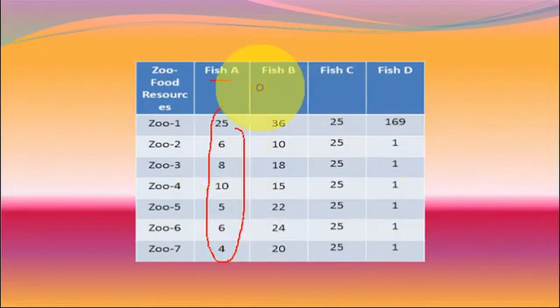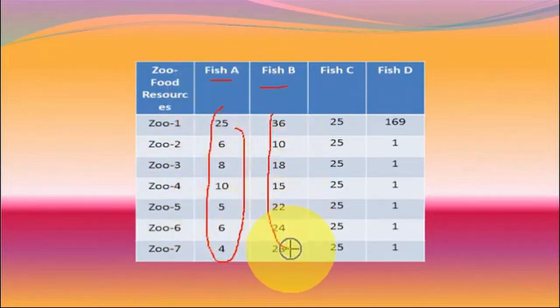Similarly, in the case of fish B, you can see there are also variations, but here the number of food items is more than in fish A. When it is 25 in the case of zooplankton 1, here it is 36. So in all cases, this number is higher than fish A. So we will see how the indices behave in this case.